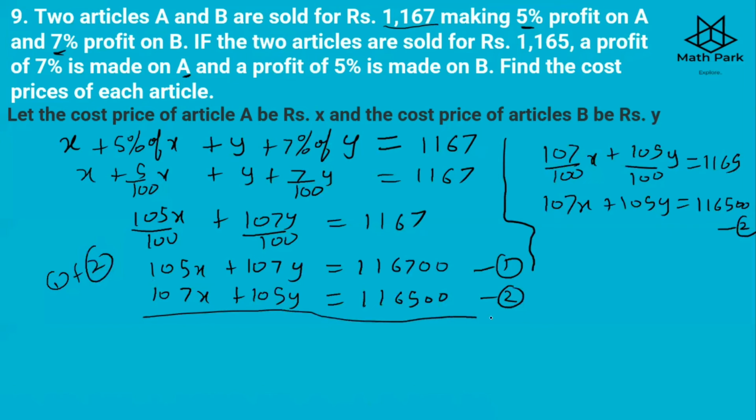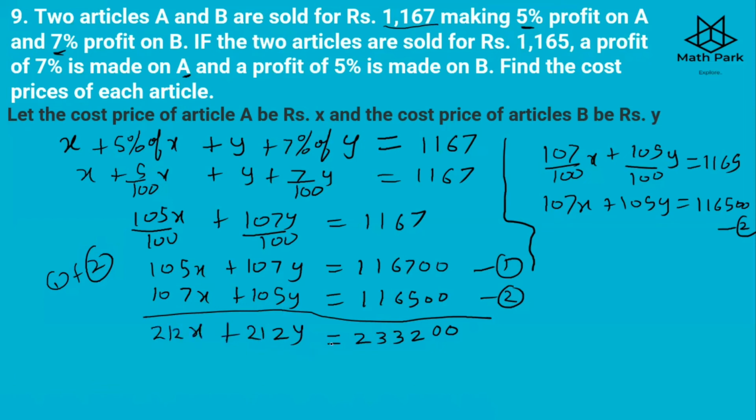On adding, we get 7 plus 5, 12, carry 1; 6 plus 6, 12, plus 1, 13, carry 1; 1 plus 1, 2, plus 1, 3; 3, 2, 0, 0. And 7 plus 5, 12, carry 1, 212Y, and this is 212X.